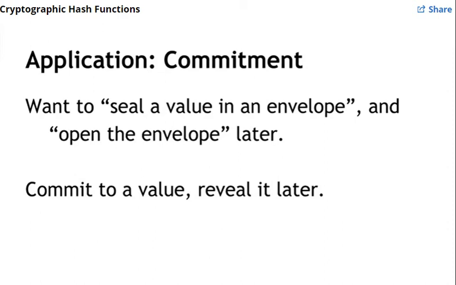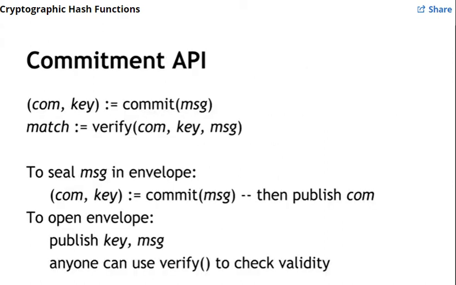So to be more specific about the API that we're going to provide here, the commitment API looks like this: there are two things you can do. First, you can commit to a message, and that's going to return two values, a commitment and a key. Think of the commitment as the envelope that you're going to put on the table, and the key as a secret key for unlocking the envelope. Then later, you allow someone else to verify, given a commitment and given a key which you've told them in the meantime, and the message, that that commitment, key, and message really do go together, and this will return true or false. Okay, now to seal MSG in an envelope, we commit to the message, and that returns a commitment and a key, and then we publish the commitment.